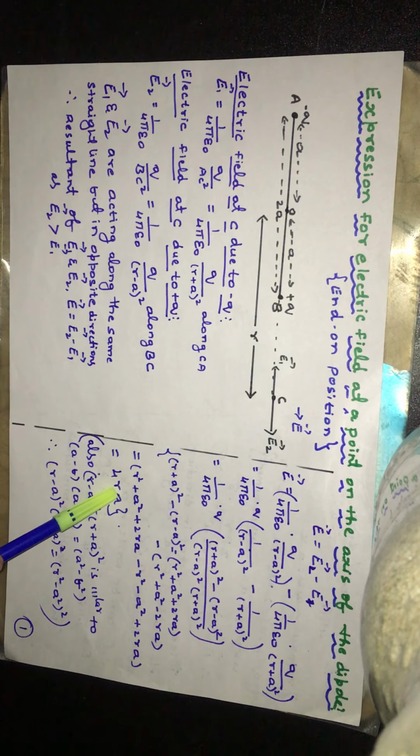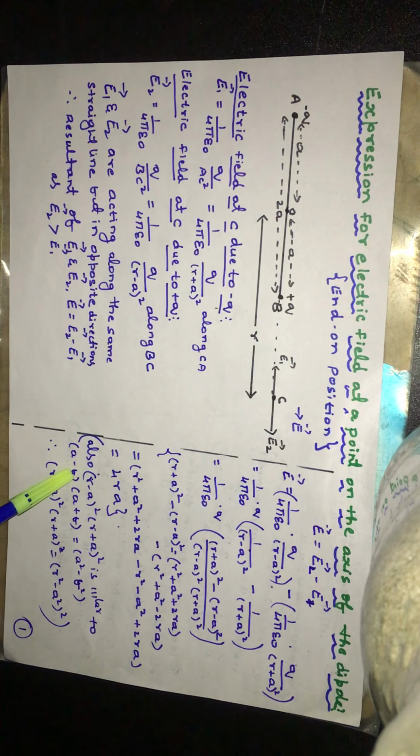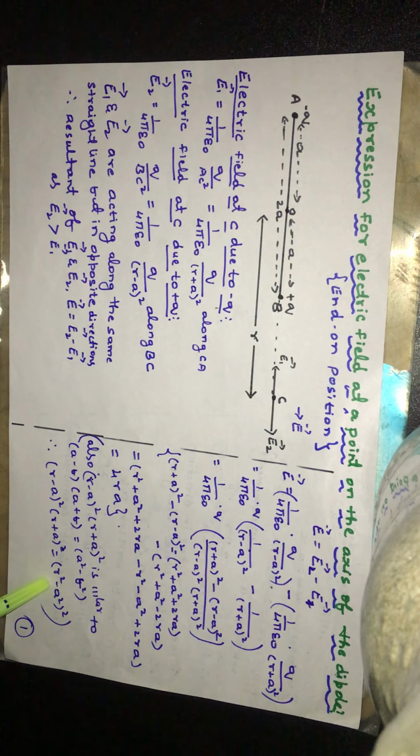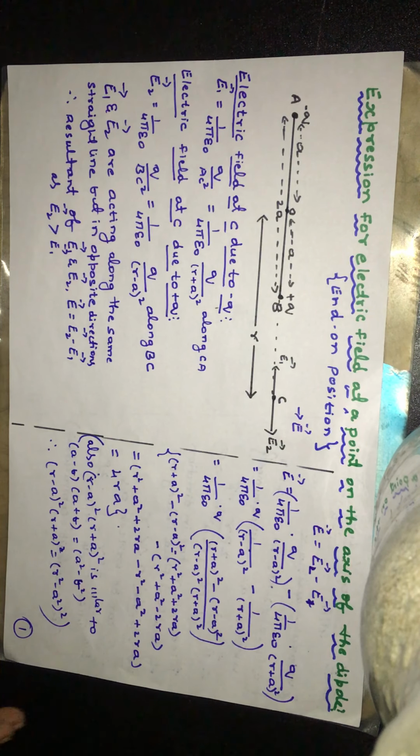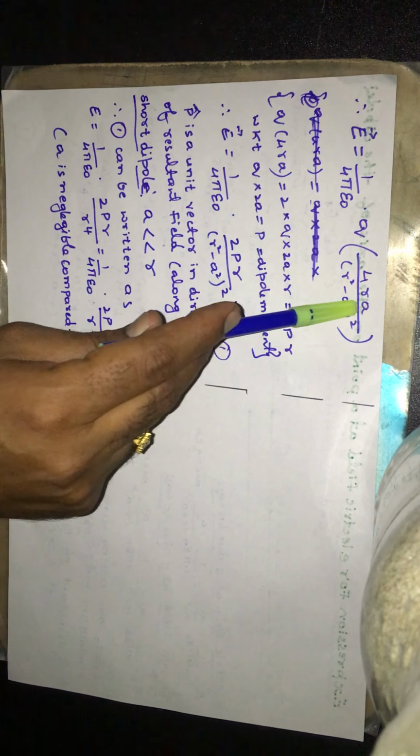4RA in the numerator. Also in the denominator you have (R minus A) whole square into (R plus A) whole square. This is similar to (A minus B) into (A plus B), which will be A square minus B square. So (R minus A) whole square into (R plus A) whole square may be written as (R square minus A square) the whole square. So continuing, E is 1 by 4 pi epsilon naught into Q into, the numerator we had got as 4RA, the denominator as (R square minus A square) the whole square.